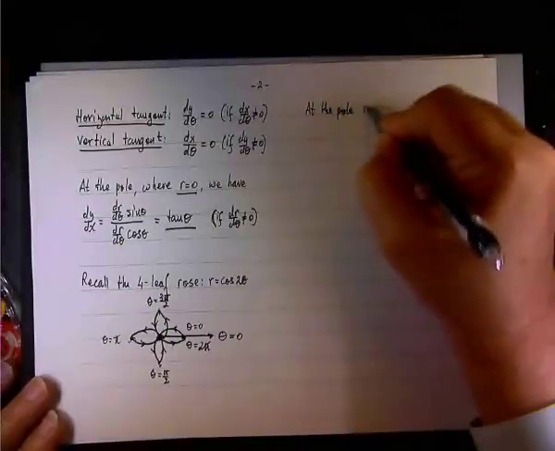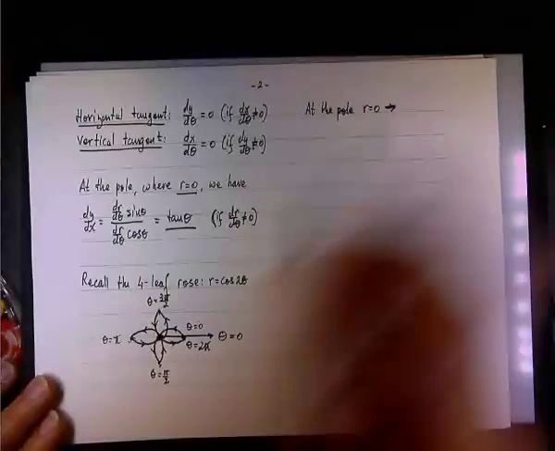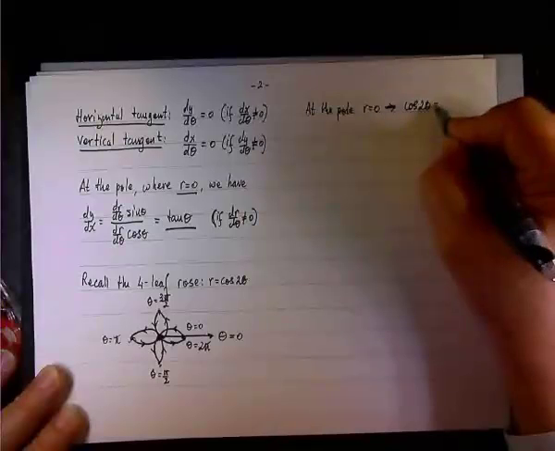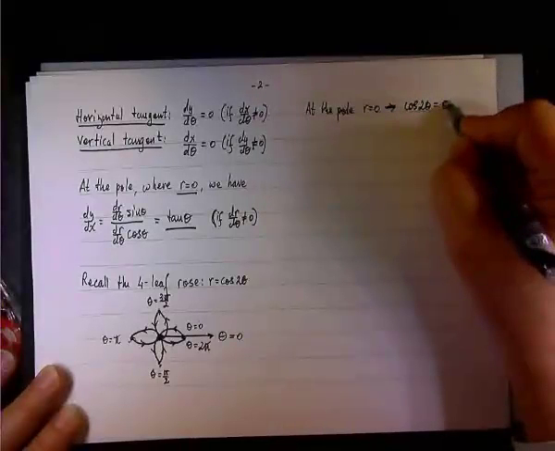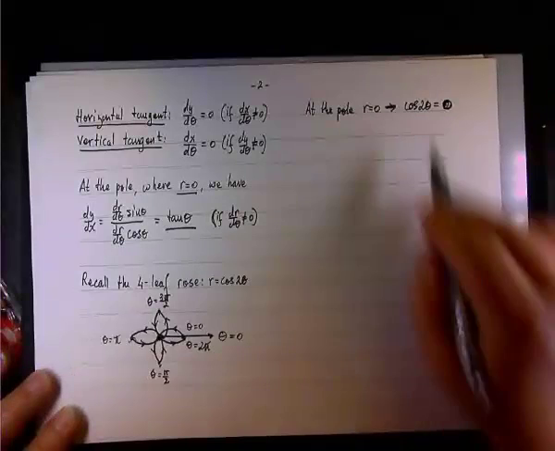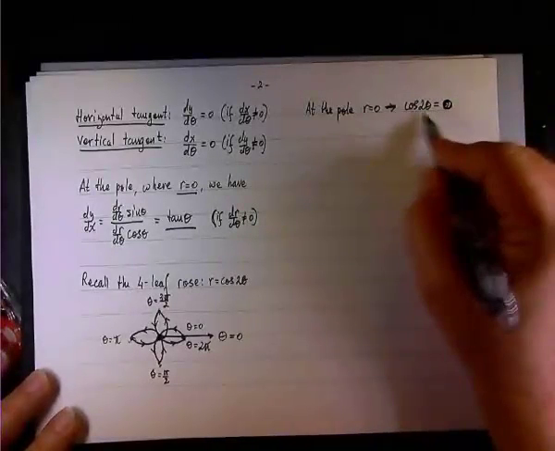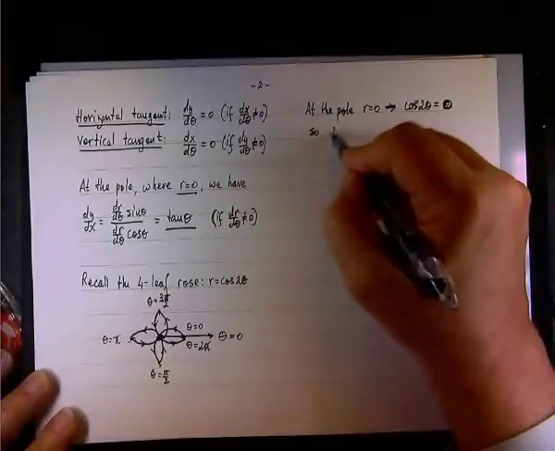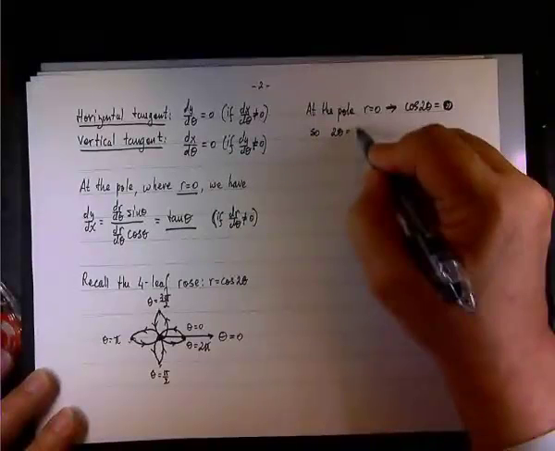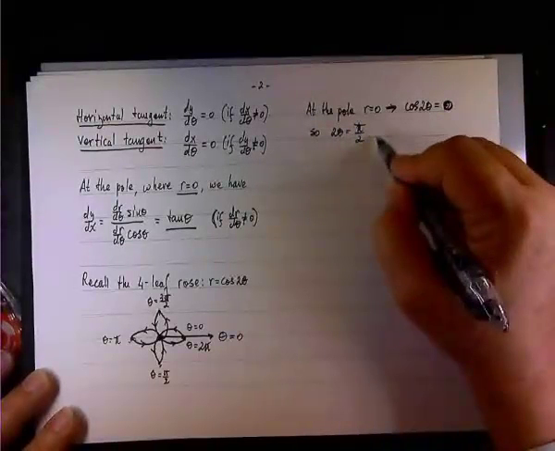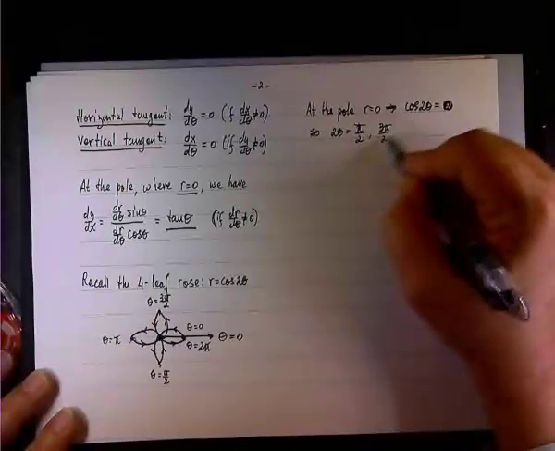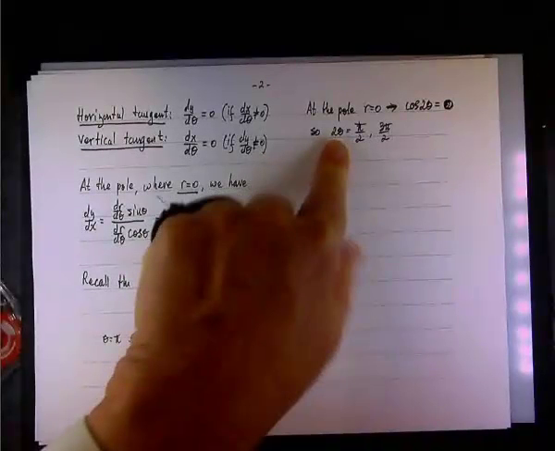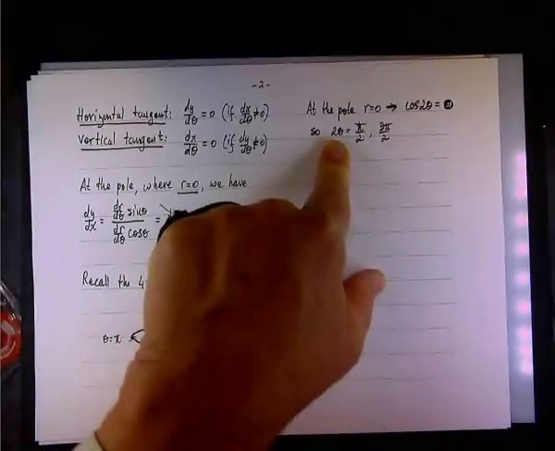Okay? Another way to look at it is to say, I want r equals 0 at the pole. Since r equals cosine 2 theta, this forces cosine 2 theta to equal 0. Now, this happens when 2 theta equals either pi over 2, right? Or 3 pi over 2.